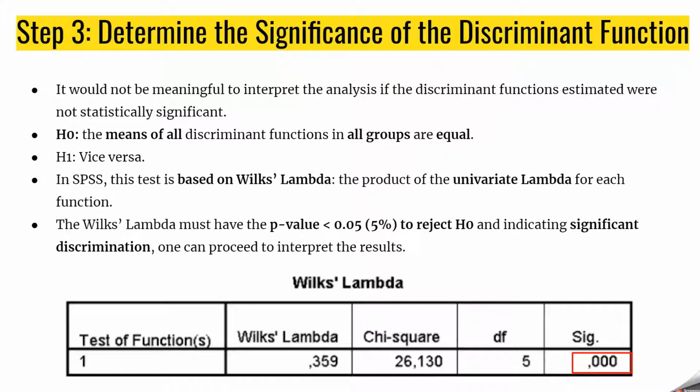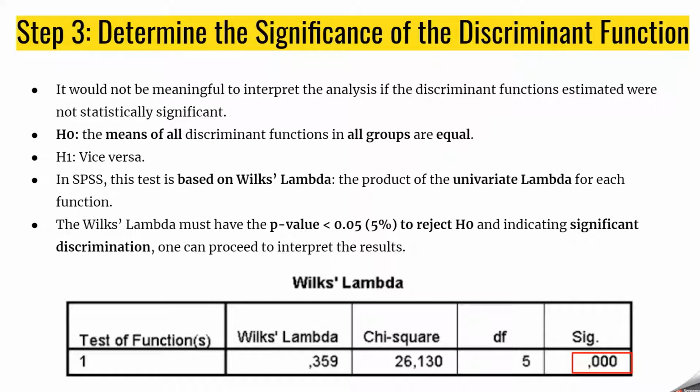So we will move to step 3. Step 3 is to determine the significance of the discriminant function. It would not be meaningful to interpret the analysis if the discriminant function were not statistically significant. We can test this with the null hypothesis that the means of all discriminant functions are equal in all groups, and the alternative hypothesis is the vice versa, that the means of all discriminant functions are not equal.